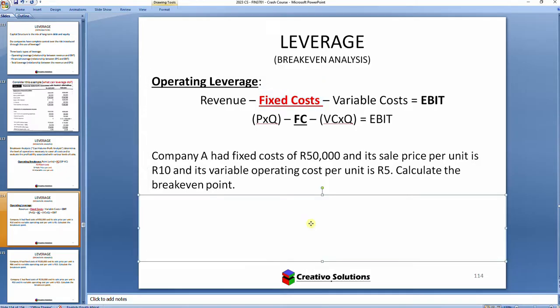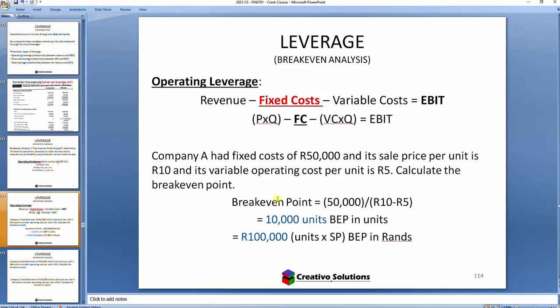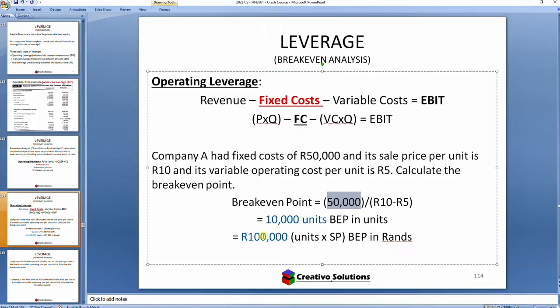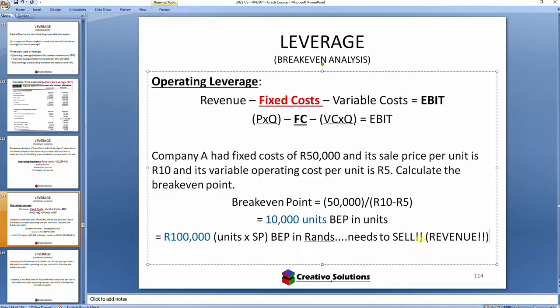Very basic example here. I'm just going to share the solution with you. We spoke about the formula. Take the total fixed costs. We said fixed costs here was 50,000. 50,000 divided by the selling price less the variable costs, 5, gives you the break-even point in units. That's the break-even point in units. If I multiply that by the selling price, this company needs to sell, in terms of revenue, 100,000 Rand worth of sales. That would be their target.